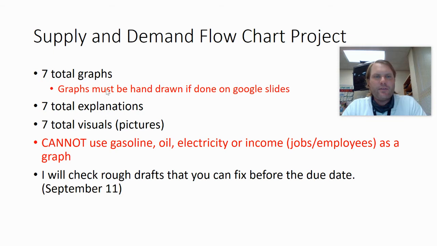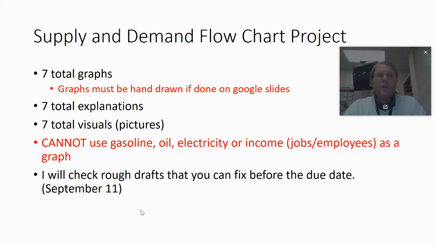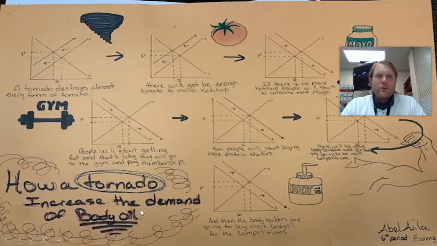But again, you're going to have 7 events. Like I said, you'll see the example here in a second. And there's some things you can't use: gasoline, oil, electricity, or income, as far as what's going to shift a graph. Okay. The good news for you is I will check your rough drafts before the due date, which we're going to make next Friday, which is September 11th. And we'll give you a chance to fix some things as long as you get those to me before that date. Okay. So anyway, let's kind of get started and show you what you're doing.